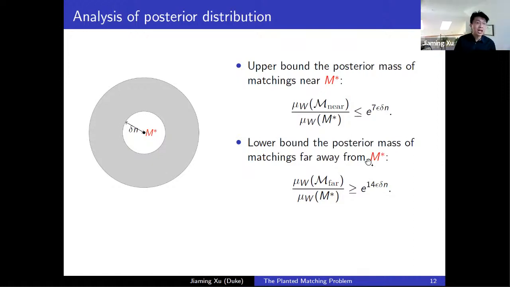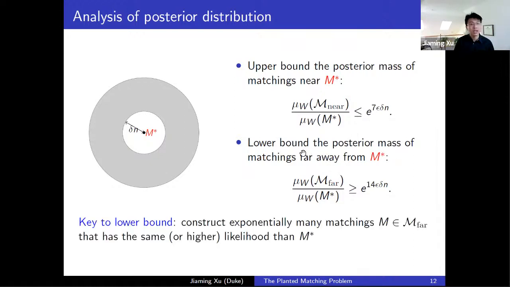Okay, so now let me talk a little bit about how we prove this upper and lower bound. This upper bound is actually relatively easy. The intuition here is that you look at those matchings that are close to M star, right? Their likelihood may be larger than the likelihood of M star, but it cannot be too large because they're close. Also, you do not have many such matchings because you only consider this ball of radius delta n. So if you do a calculation, you can see that this posterior mass can be upper bounded by this factor. But here you still need to do some proper analysis, like some proper conditioning, but it's not that difficult. The main challenge is actually the lower bound here.